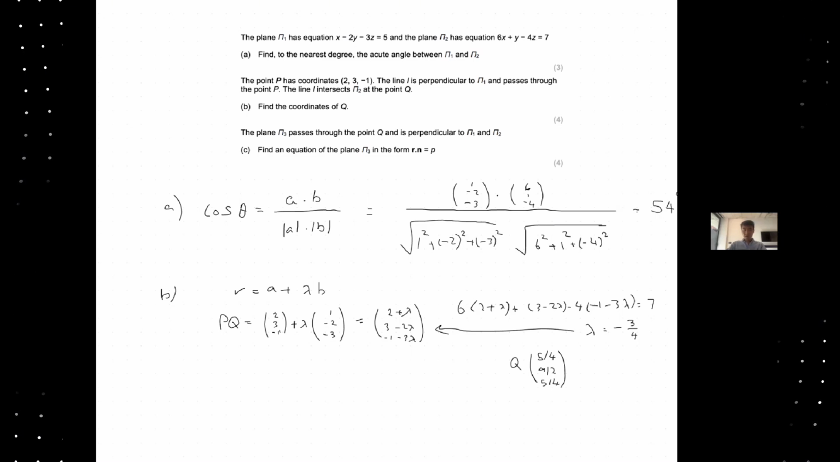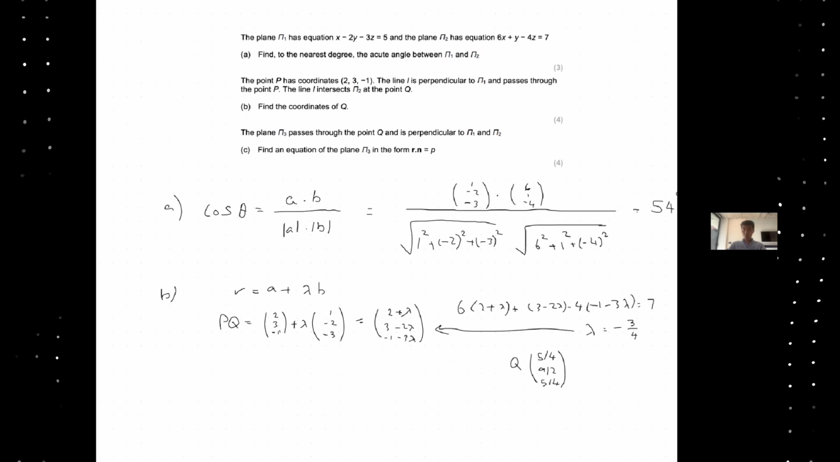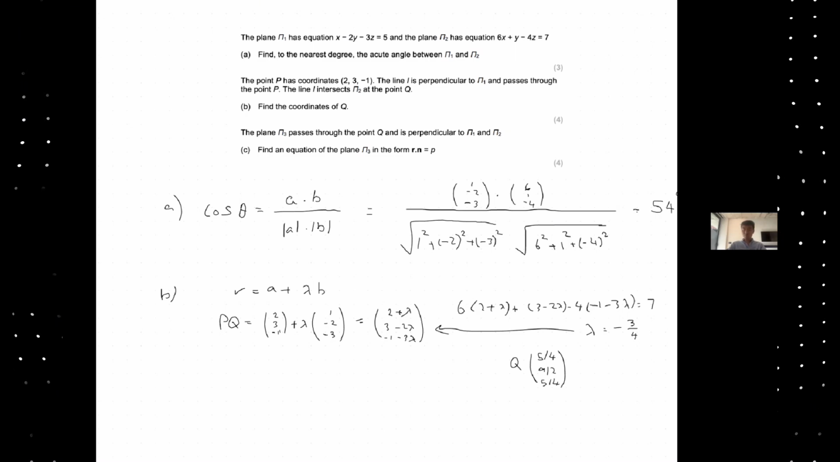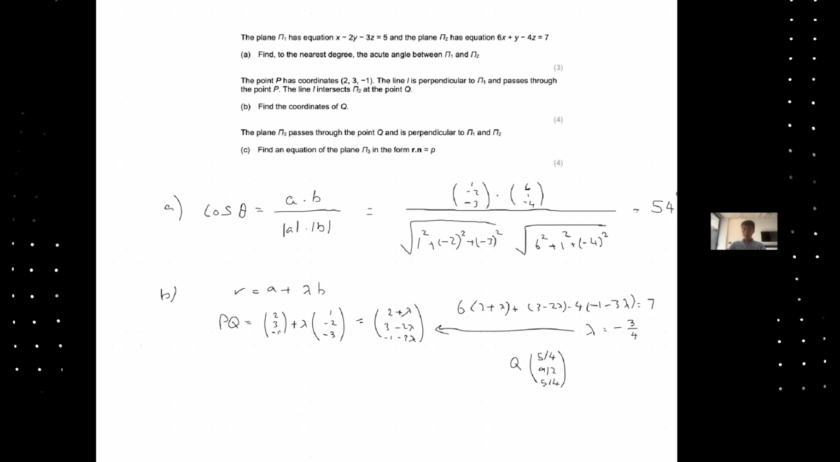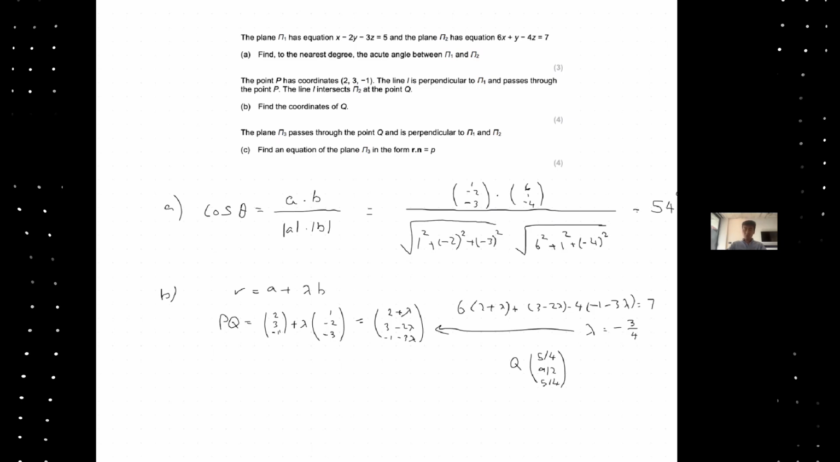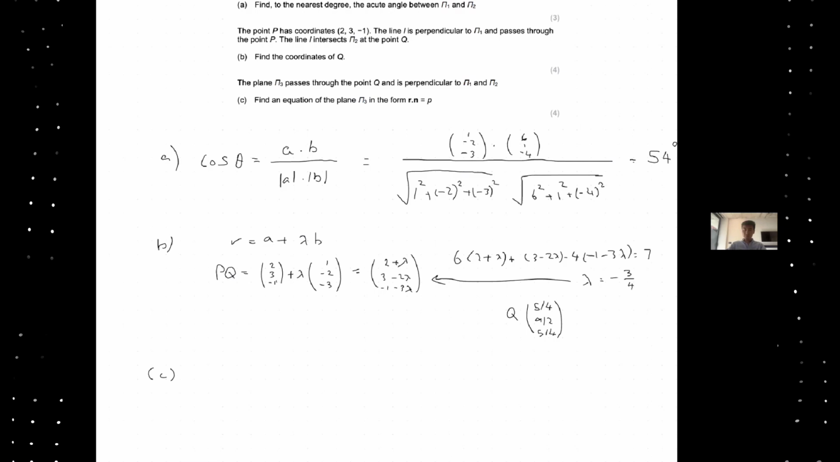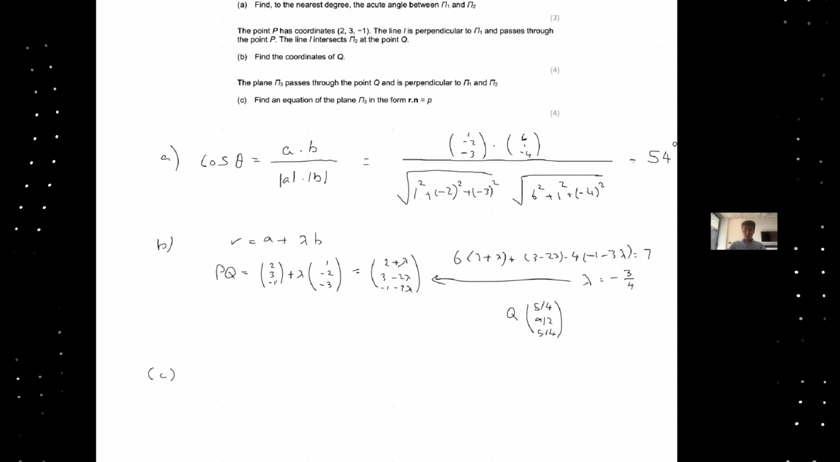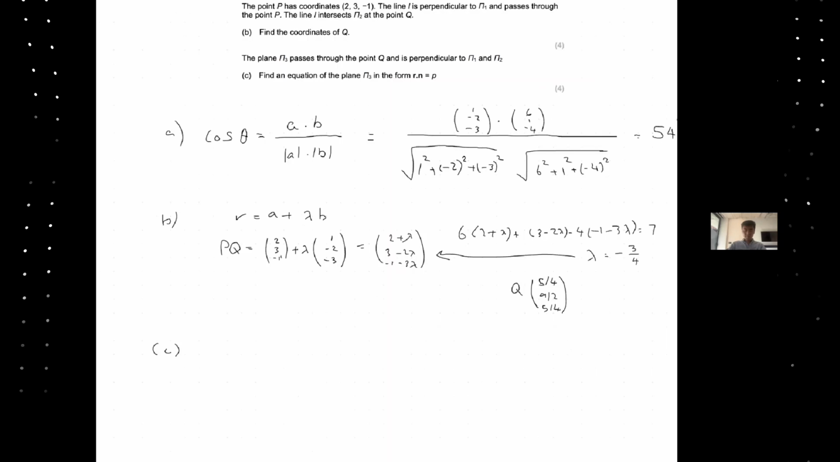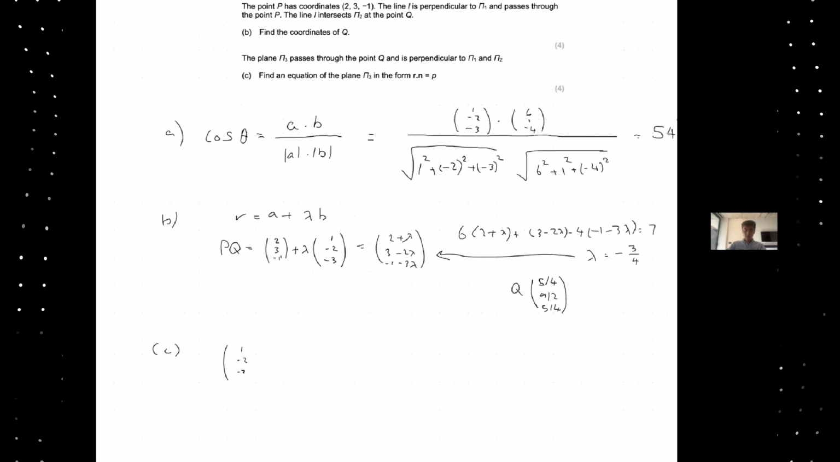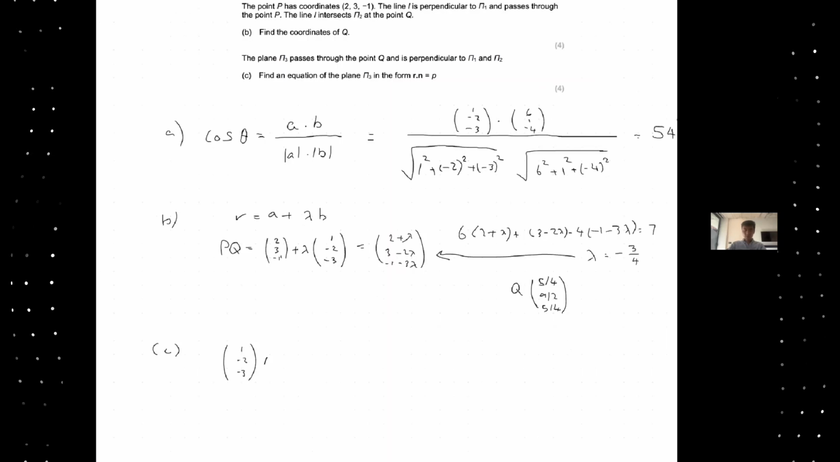Okay, so for part C then, now it says we have a third plane. This third plane will pass through the point Q and is perpendicular to both the first plane and the second plane. Okay, so what we can do first is we can do the cross product between the normal vectors of the two planes. So that's going to be 1, minus 2, minus 3, and we will cross that with 6, 1, minus 4.